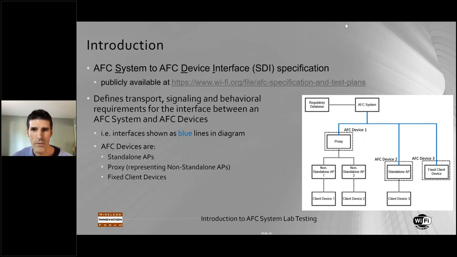and AFC devices. So if we look at the figure on the right, that's the different possibilities of the blue line between the AFC system at the top and any one of the AFC devices. We've got three different types. There's standalone APs in the middle, possibly the most common one. There's a proxy on the left-hand side, which represents one or more non-standalone APs, which sit below it. And on the right, there's also fixed client devices, which are not APs, but can still interact directly with an AFC system. So it's covering each of those three possibilities to interact with the AFC system. Next slide.